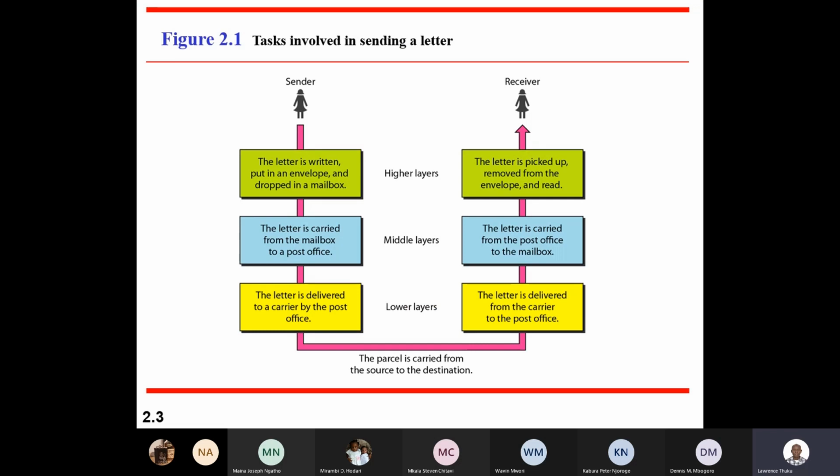Okay, and we have the sender, and of course we have the receiver. The sender is going to write a letter, put it in an envelope, and drop it in a mailbox. So I want us to look at it from a real life scenario.